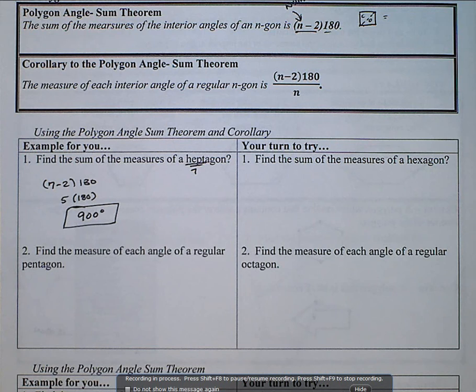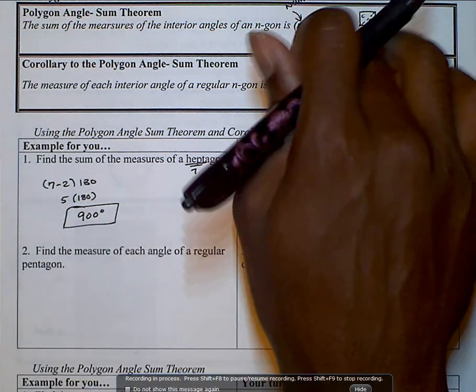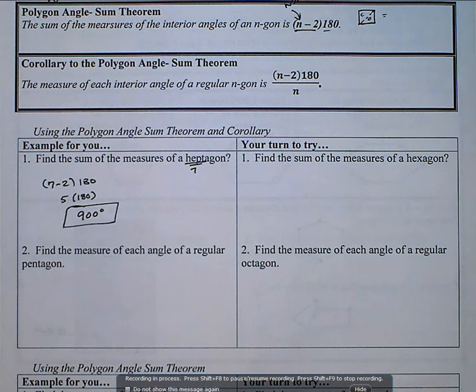Okay. Now, number 2 says find the measure of each angle of a regular pentagon. Okay, so we're going to just go through this, and then I'm going to show you how it connects to the corollary.